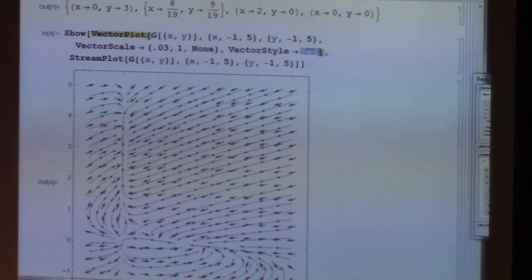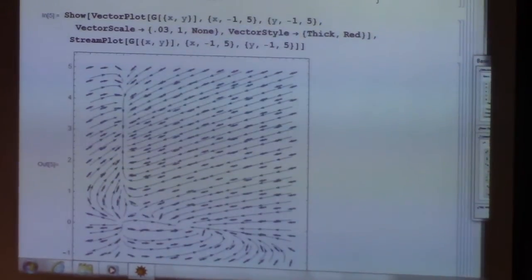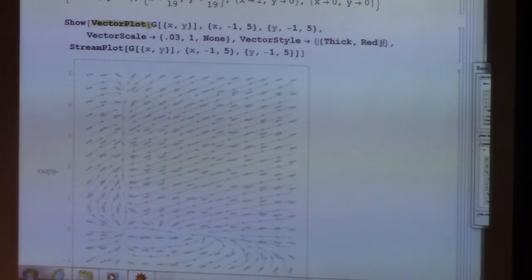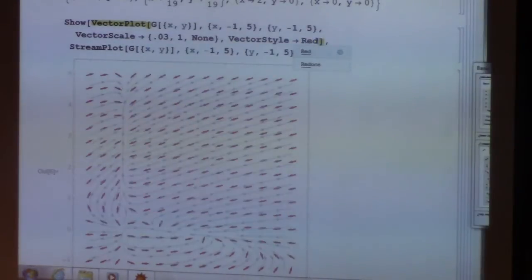Maybe you noticed it on the key yesterday. If I do thick red like this, it doesn't color them red. With Mathematica 9, the previous version, that worked. If you do double curly braces, though, you can make it work here. It's a change from Mathematica 9 to Mathematica 10 that I wasn't aware of until this morning. Let's just make it red and not thick.